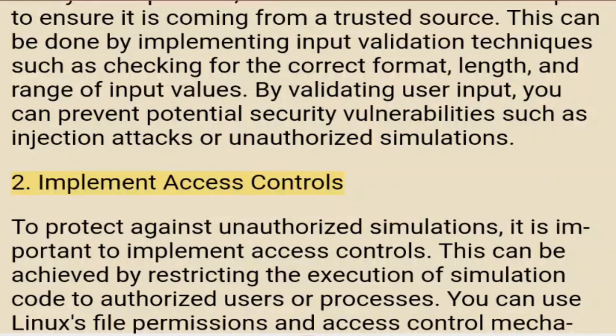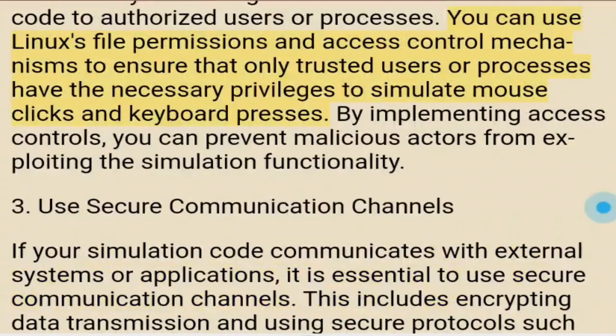2. Implement access controls. To protect against unauthorized simulations, it is important to implement access controls. This can be achieved by restricting the execution of simulation code to authorized users or processes. You can use Linux's file permissions and access control mechanisms to ensure that only trusted users or processes have the necessary privileges to simulate mouse clicks and keyboard presses. By implementing access controls, you can prevent malicious actors from exploiting the simulation functionality.